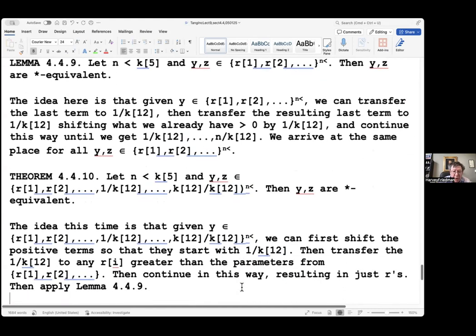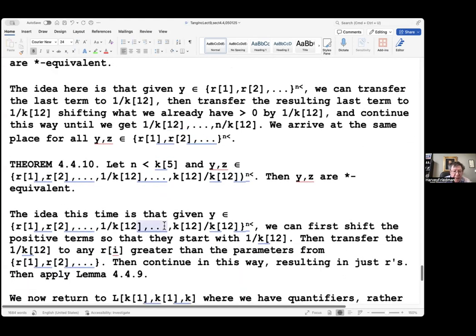Then we have the stronger one. These are going to be star equivalent also. And this time we have a given Y that may have a positive part at the end. We first shift the positive terms so that they start with 1 over K12, then transfer the 1 over K12 to any R of I greater than the R's that we've used. And then continue in this way. So that takes care of those gaps, you see.